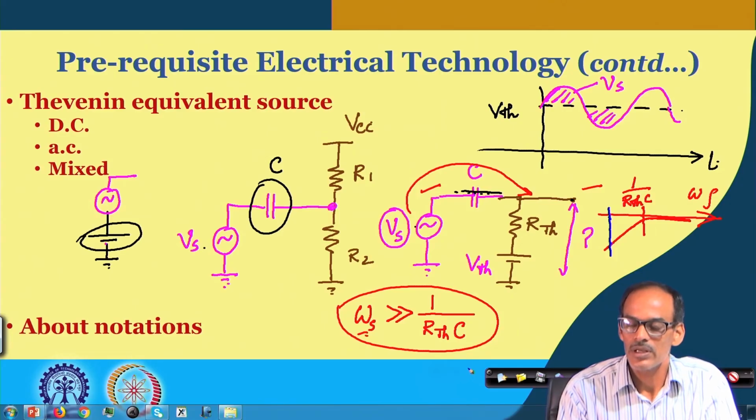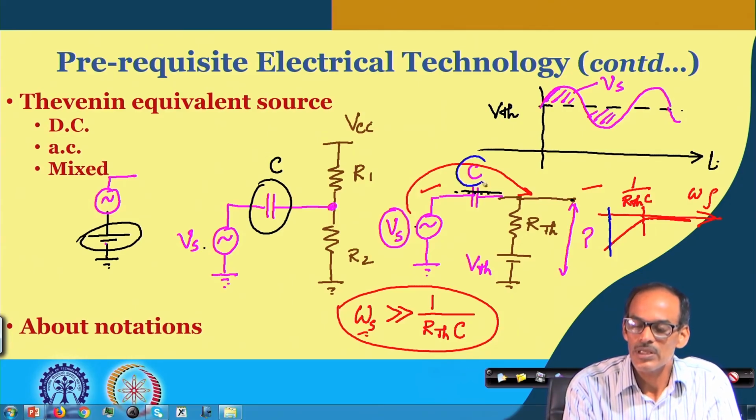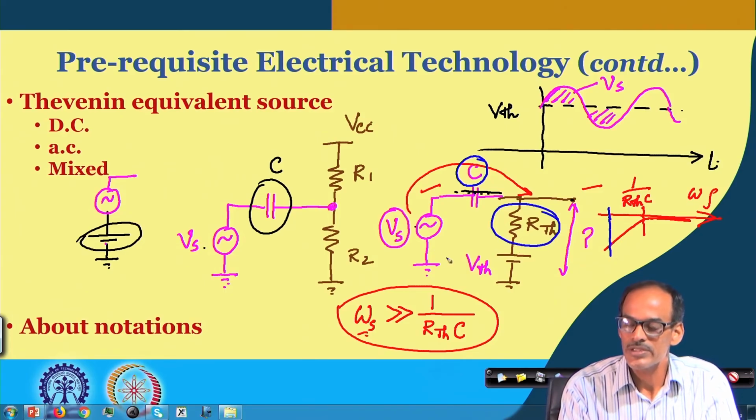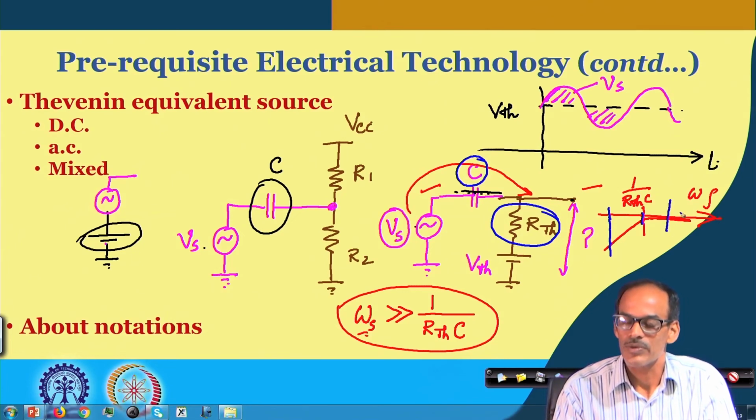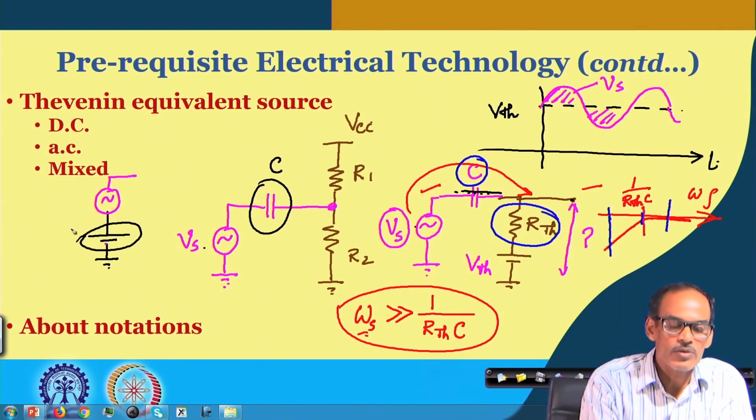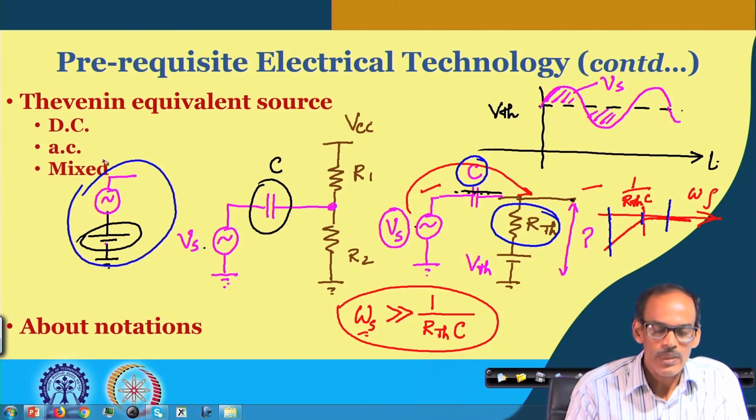So, the assumption here is, of course, that the value of C is large enough, in combination with the Thevenin equivalent resistance, whatever cutoff frequency we are getting here, the signal frequency is well above this cutoff frequency. So, this we will be frequently using.